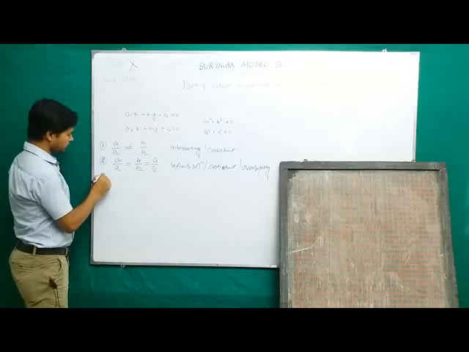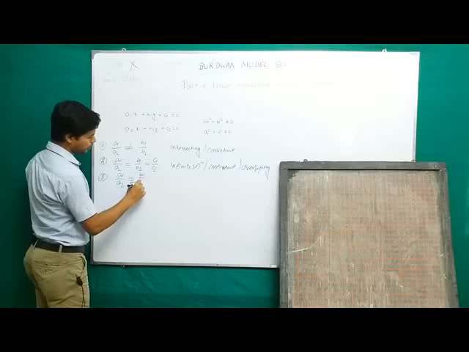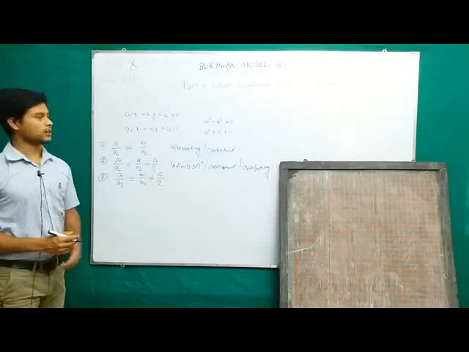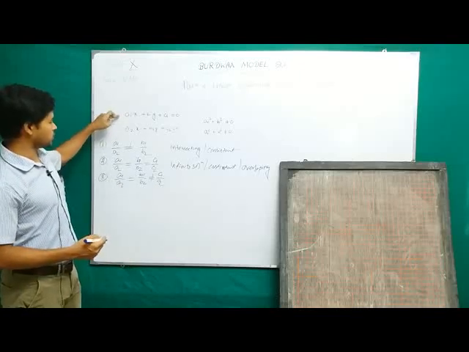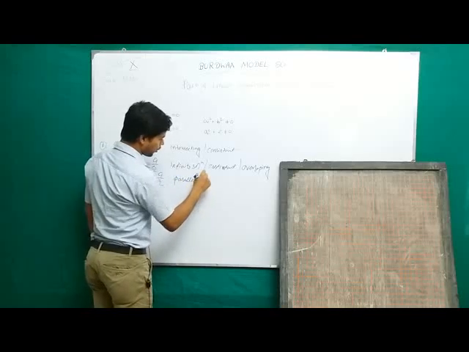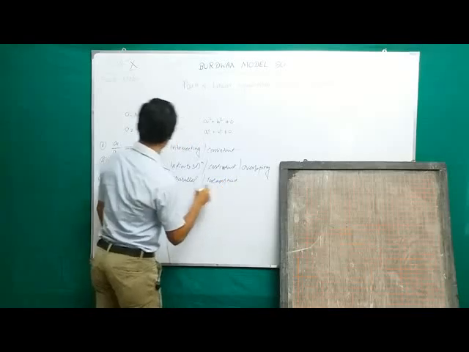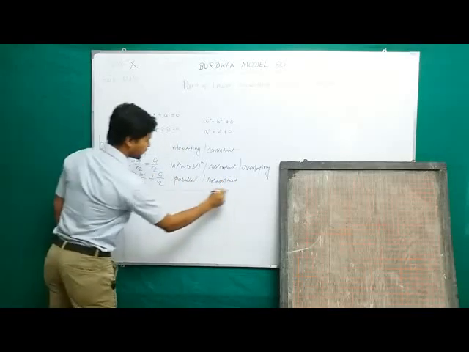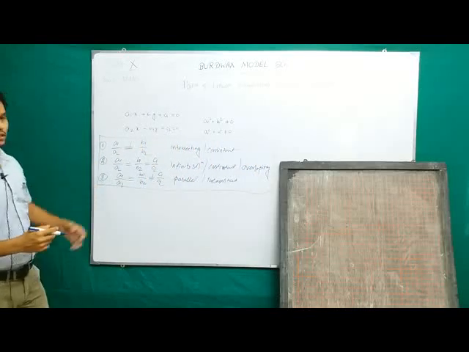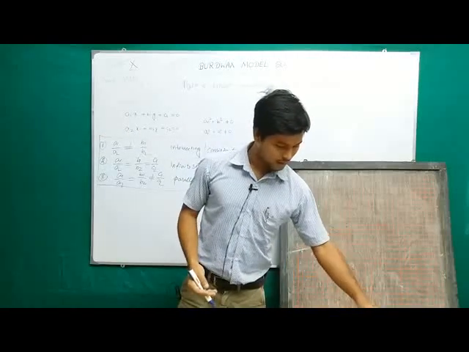And condition number 3 is if a1 by a2 is equal to b1 by b2 is not equal to c1 by c2, then we can say the given pair of equations are parallel or inconsistent. Okay, so these are the three conditions, very important three conditions. Using these three conditions we'll solve some problems in the next exercise.